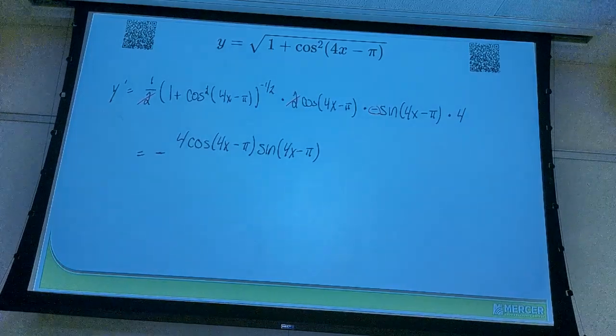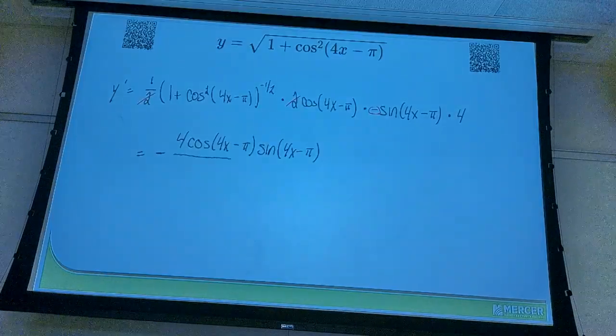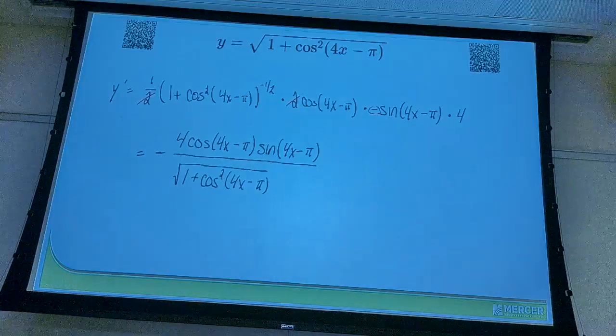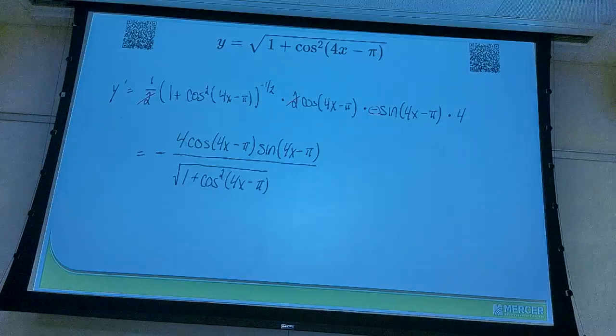I think that's that, right? Negative 4 cosine sine, all over square root of 1 plus 2. I love how the chain rule just makes me write the entire original equation somewhere. Oh, by the way.